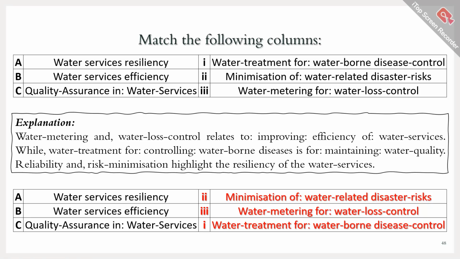So 2, 3, 1. Water services resiliency is related to the minimization of water related disaster risks. Water services efficiency is related with the water metering for water loss control, and quality assurance in water services is related with water treatment for waterborne disease control.